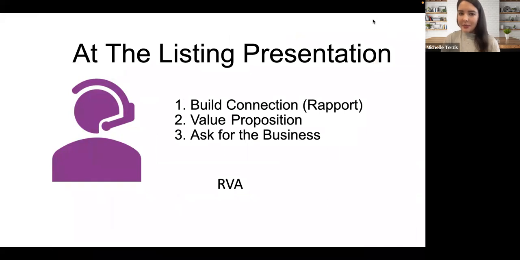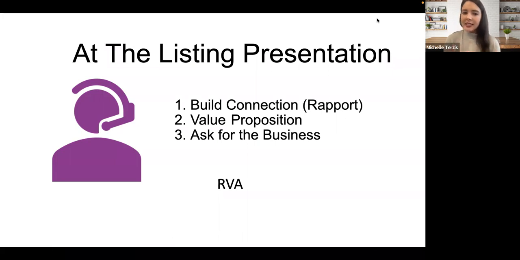When you go on a listing presentation, your 3 goals, this is really basic. So if you leave here today just knowing this, know it. One is to build connection, which is the rapport. And I'm going to teach you guys how to do that. The next is to make sure you relay your value proposition, so why they should use you. And then asking for the business. I call it the RVA.